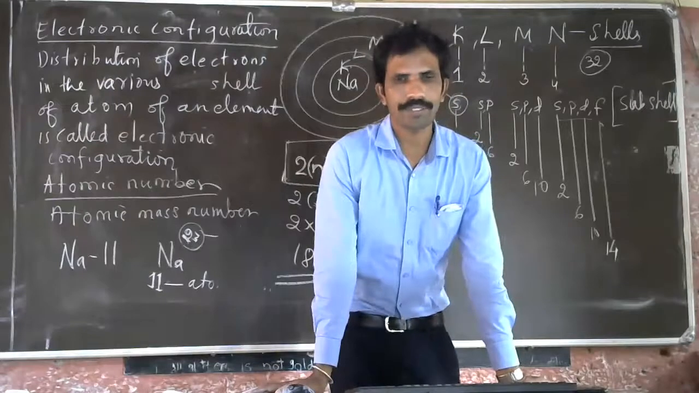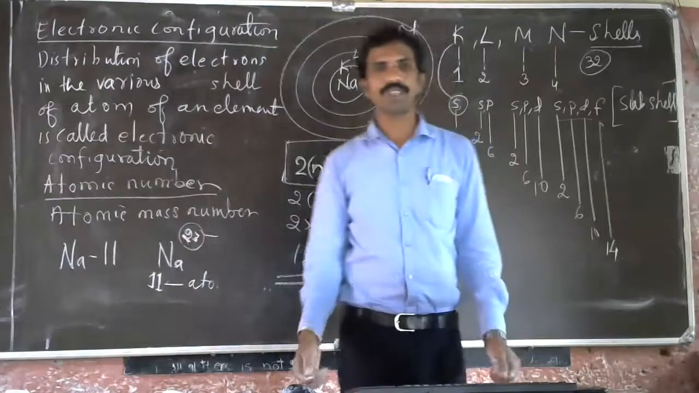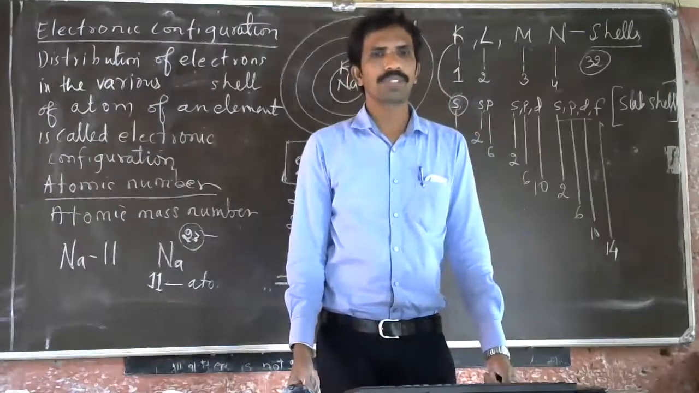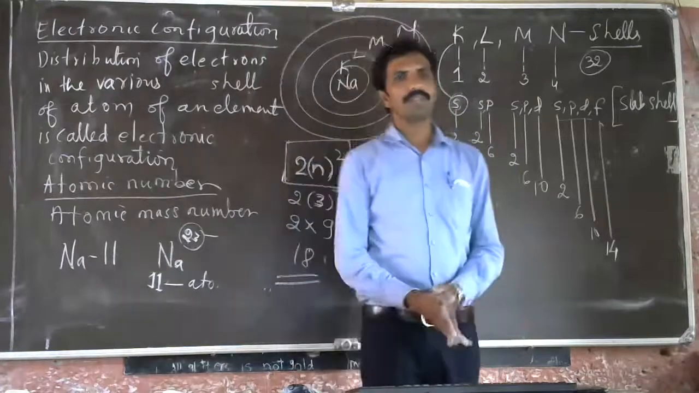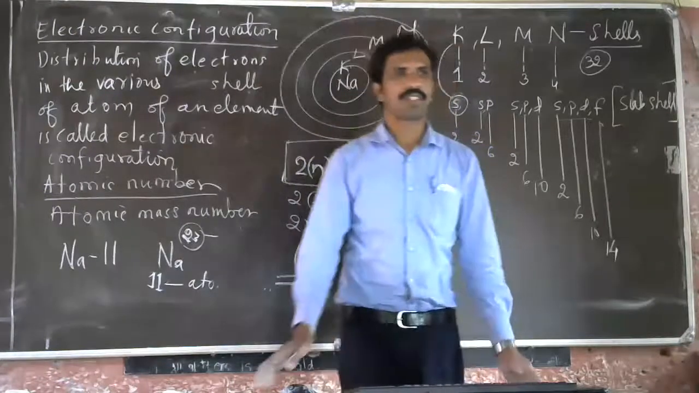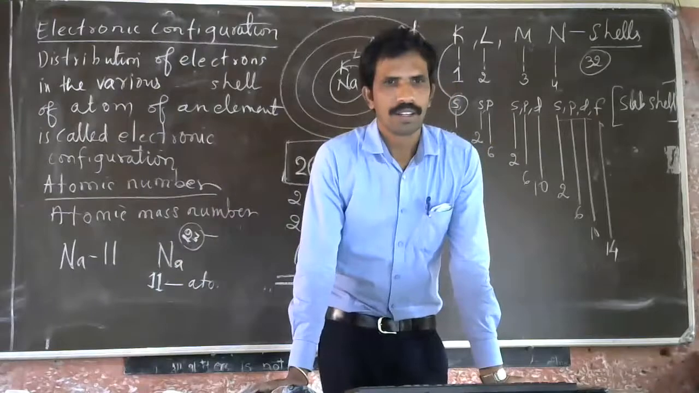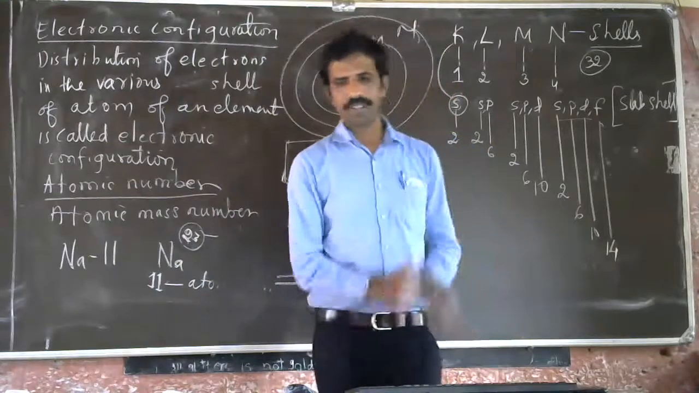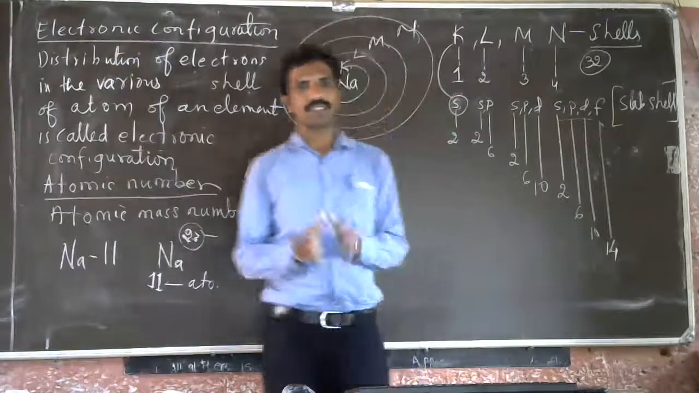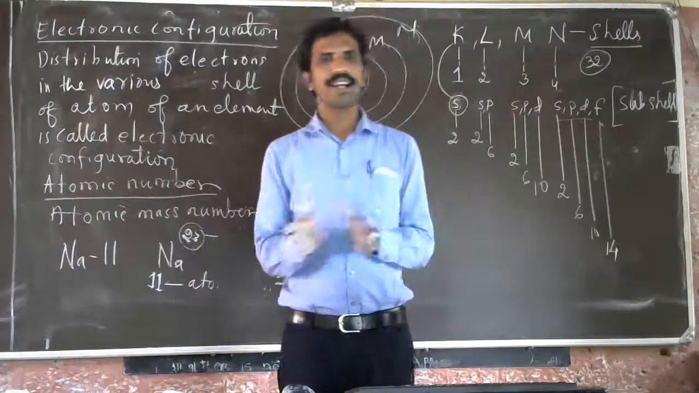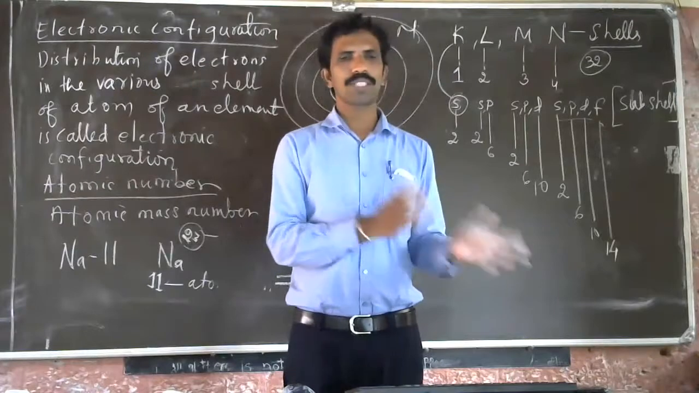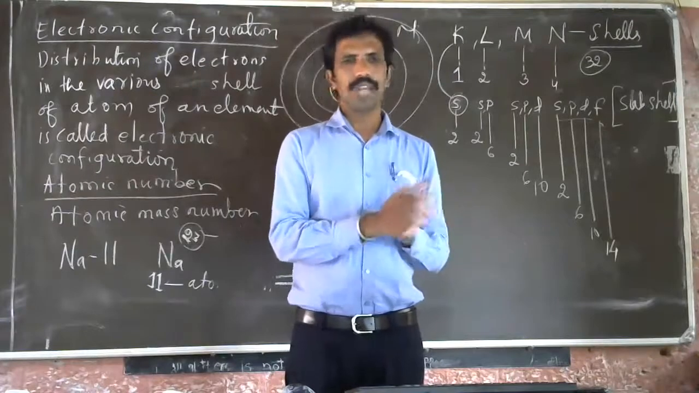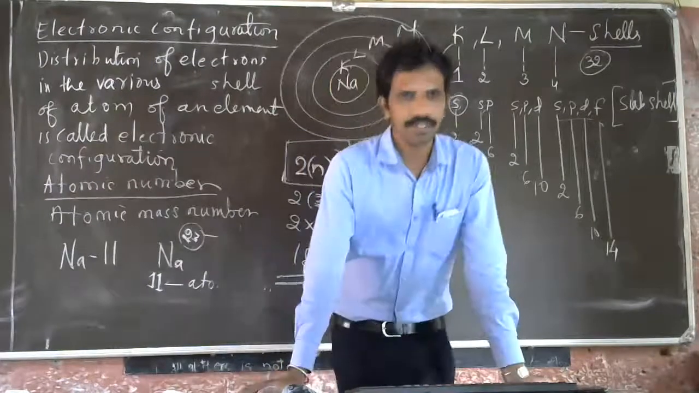Electronic configuration is nothing but the distribution of electrons in the various subshells of an atom. Whatever concepts we have learned are just a revision, a recapitulation of what was studied in 8th standard. So if you have any doubt, you can ask now.